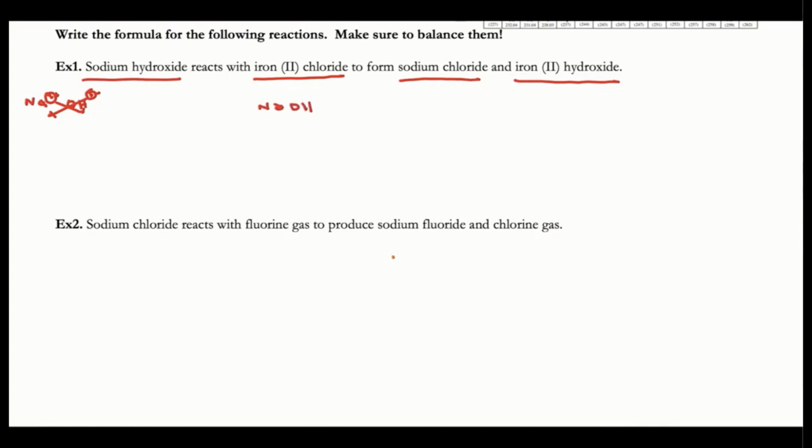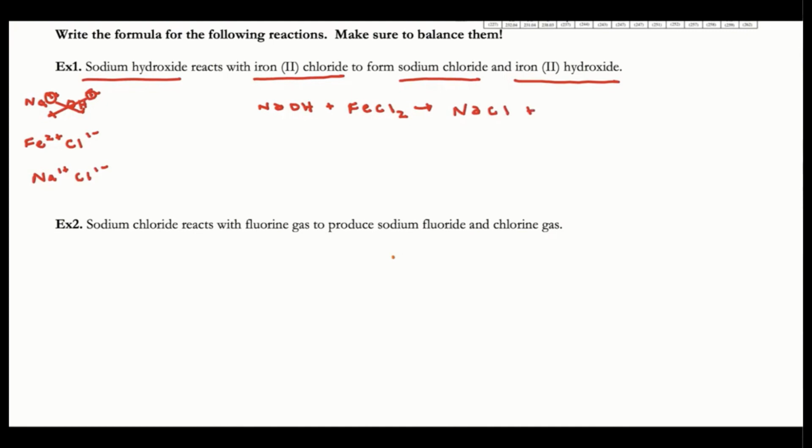One of my other reactants is going to be iron 2 chloride. Okay? Chloride is Cl with a -1 charge. So when I cross my charges, I get FeCl2. Okay? That produces sodium chloride. So Na has a +1 charge. Chlorine has a -1 charge. So this is going to be just NaCl when I cross my charges.